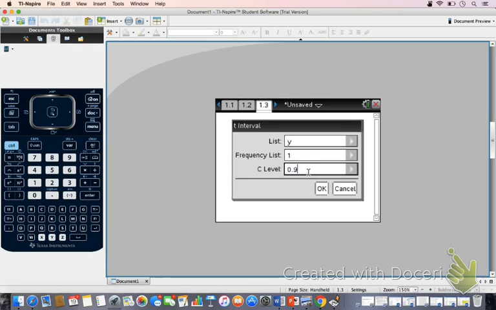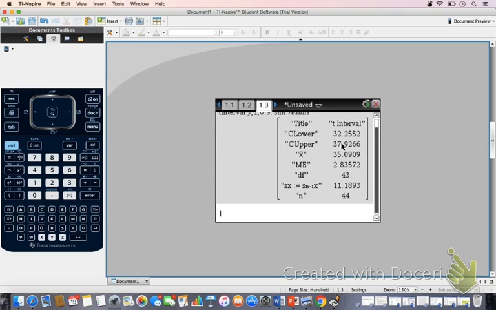And then, of course, we said we were going to be 90% confident. So our confidence level is 90%. And we can use our mouse to click OK. And there is our confidence interval. Our lower bound is 32.25, and our upper bound is 37.92.